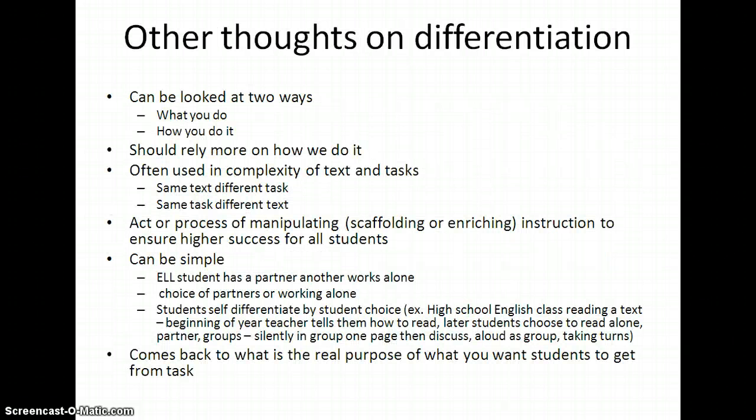Some other reminders about differentiation. It can be looked at in 2 ways, what you do and how you do it. Today, we're going to rely more on how we do it. Many times, it can be used in the complexity of text and task. You can give students the same text, but give them a different task to do with the text. Or vice versa, you can give them the same task, but maybe a different text based on their levels of ability.